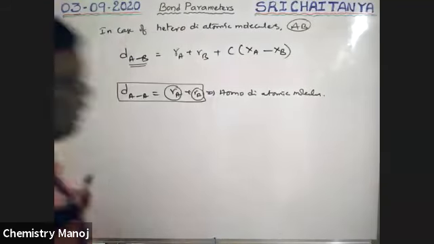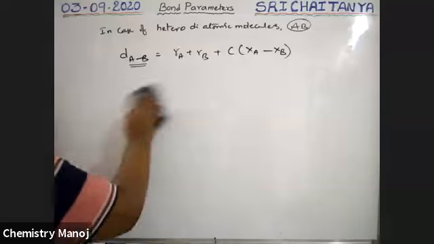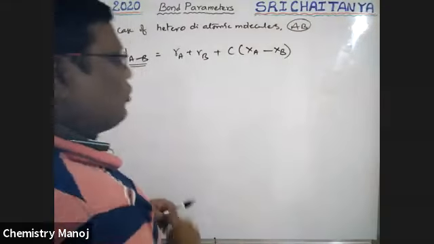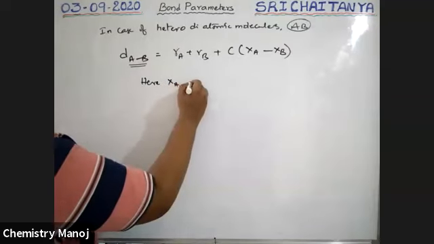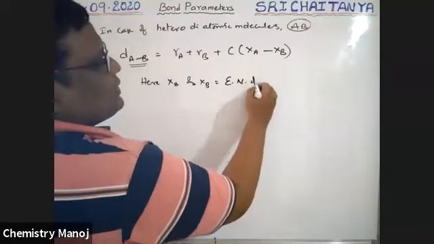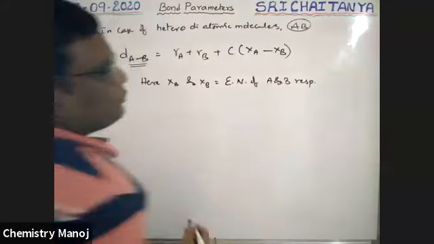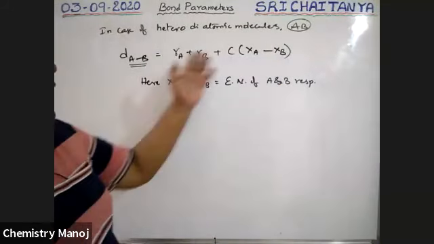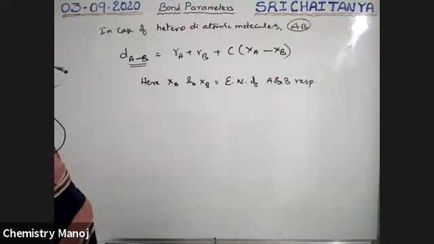So now our doubt is, what is that C? What are those XA and XB? Already we know XA and XB are nothing but electronegativities. XA and XB are the electronegativities of A and B respectively.